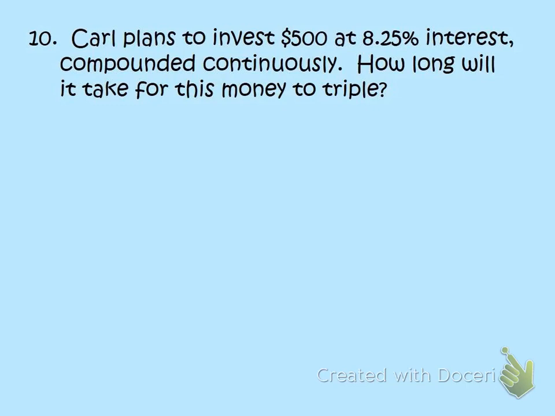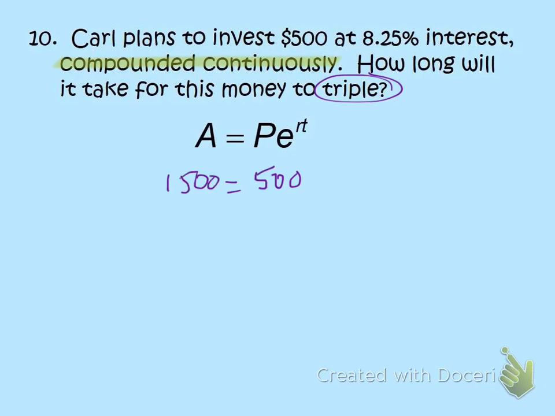Number 10. Carl plans to invest $500 at 8.25% interest, compounded continuously. How long will it take for this money to triple? Compounded continuously means you want to use that last formula, where he's wanting to triple his money. Well, he started at $500. If he's going to triple it, that means we have to multiply it by 3. So $1,500 is your final amount. We want to know how long. We've got the interest, which is 0.0825, and we want to find the time, right?